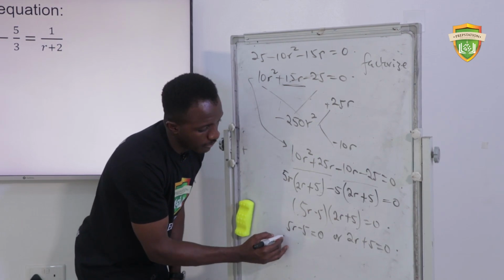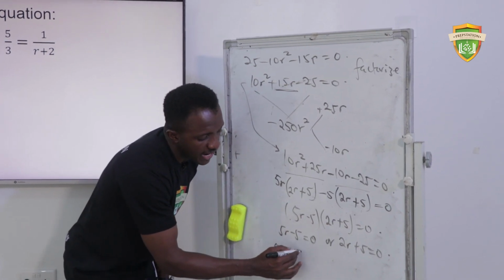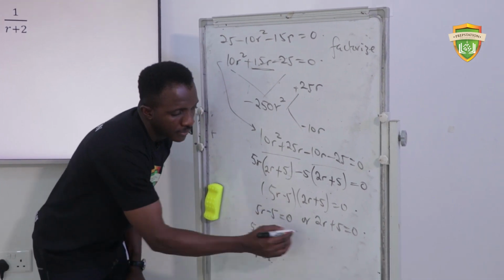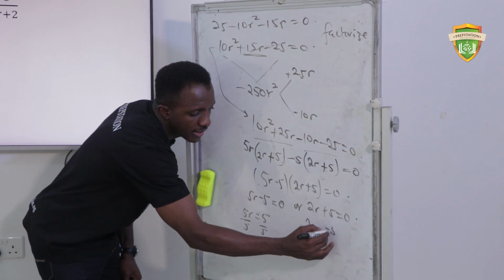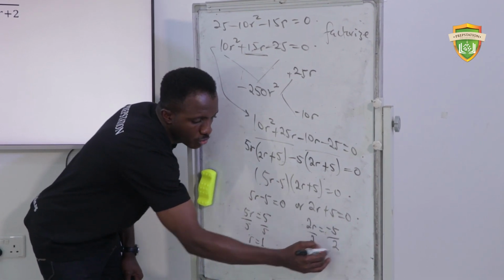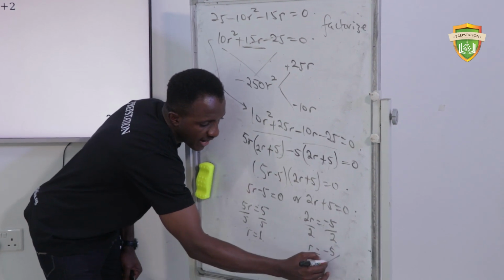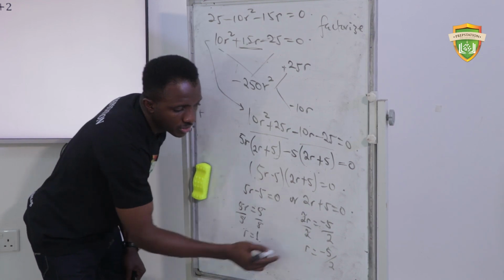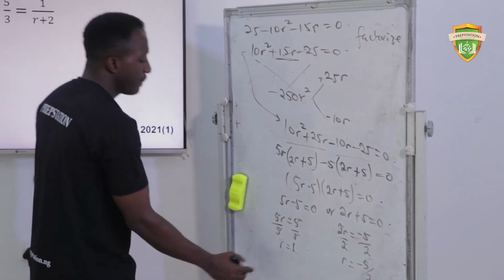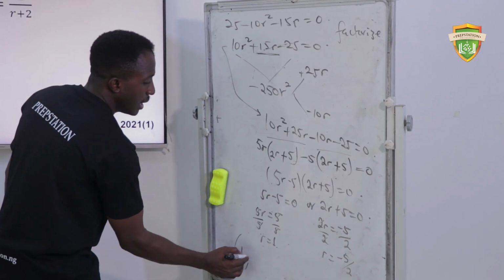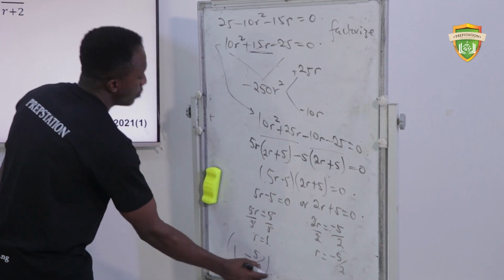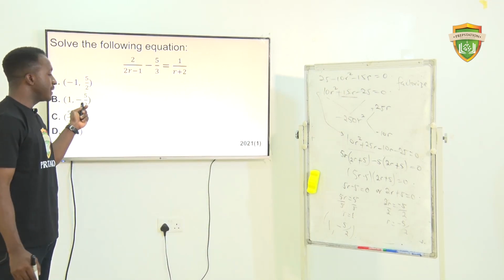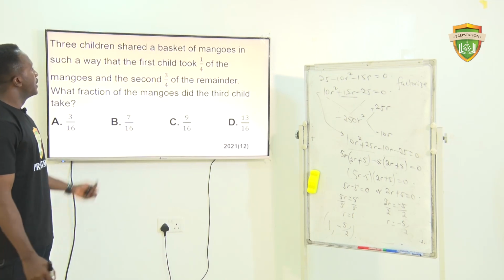So 5r minus 5 equals to 0, or 2r plus 5 equals to 0. So make r the subject of the formula here. I have 5r equals to 5. If I divide both sides by 5, my r becomes 1. Here I have 2r equals to minus 5. If I divide both sides by 2, my r becomes minus 5 over 2. So our answer is 1 and then minus 5 over 2. That is option B.